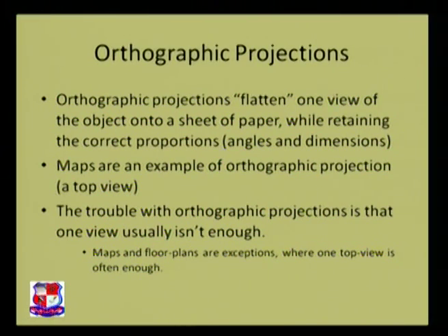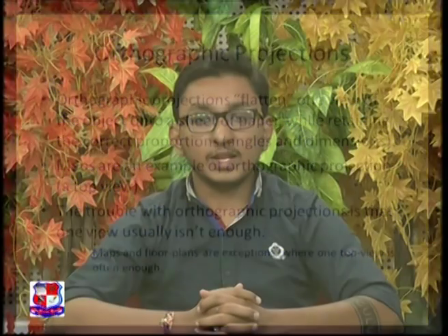Now orthographic projections. Orthographic projections are a flattened single view of the object onto the sheet of paper while retaining the correct proportions, that is angles and dimensions. The best example of an orthographic projection is a top view, that is our map. If we are looking at any country's map, you will see that it is a representation of a circular part. As we all know, our earth is round, but when drawing a map, we are not showing any circular part.